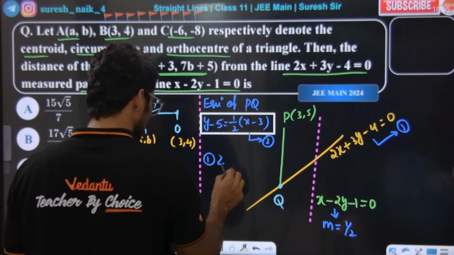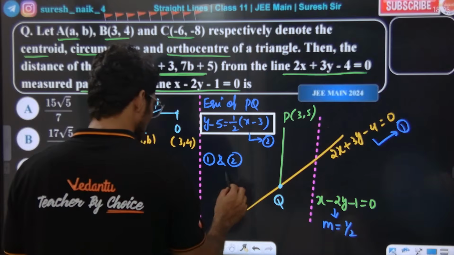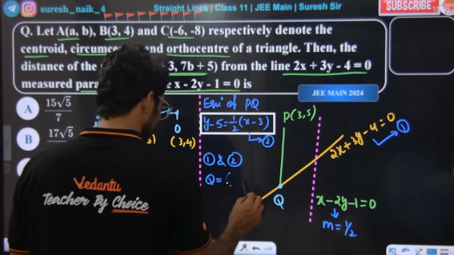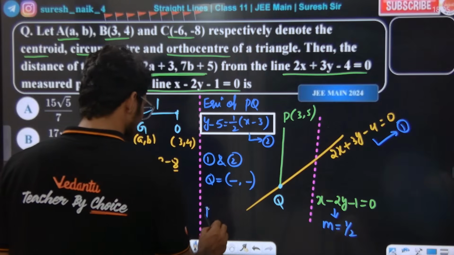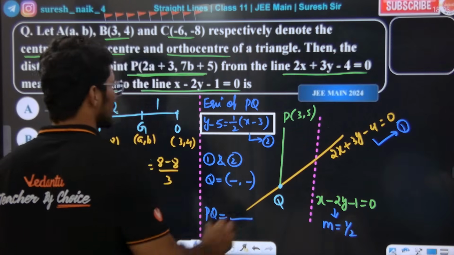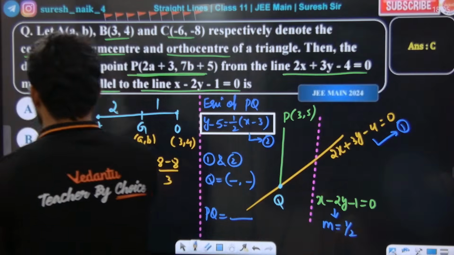Solve 1 and 2. You will get point Q, something comma something. Yes or no? Then we need to find out the PQ distance. Find out the PQ distance. You will get some answer. Everybody should do it.